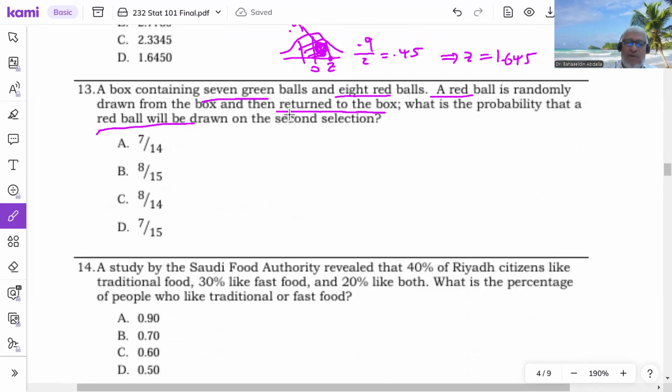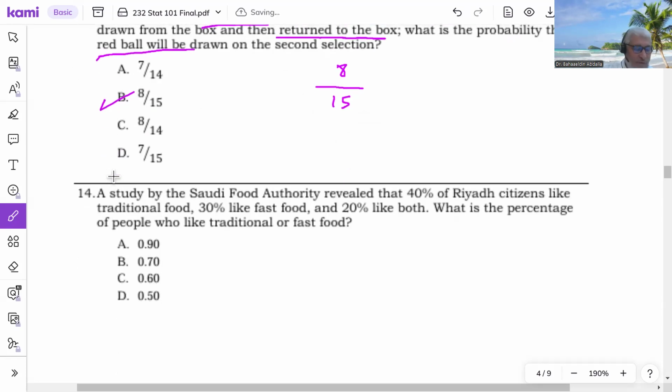Well, if you return the ball to the box, if it is with replacement, so we still have how many balls? 7 and 8. If you add 7 and 8, we still have 15 balls in the box. So when we select a red ball for the second time, the probability will be 8 over 15 because we still have 8 red balls because we returned the first ball. So the answer is 8 over 15.